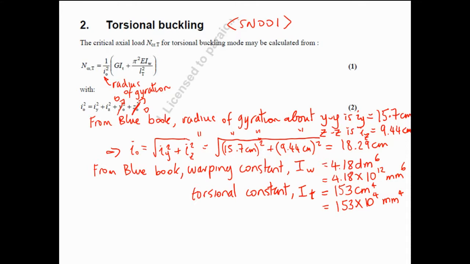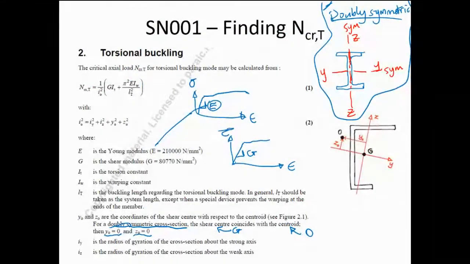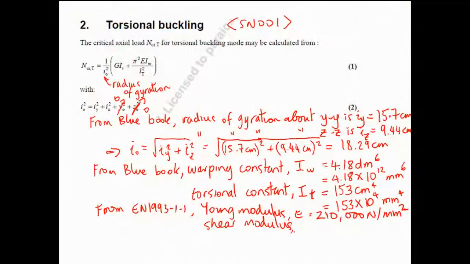Then from EN 1993, part 1, we know that the Young's modulus E equals 210,000 newtons per millimeter squared. And we know the shear modulus G is 80,770 newtons per millimeter squared. So I think that's everything that we need from the tables.